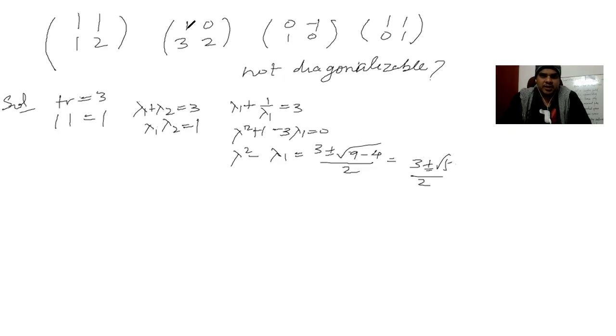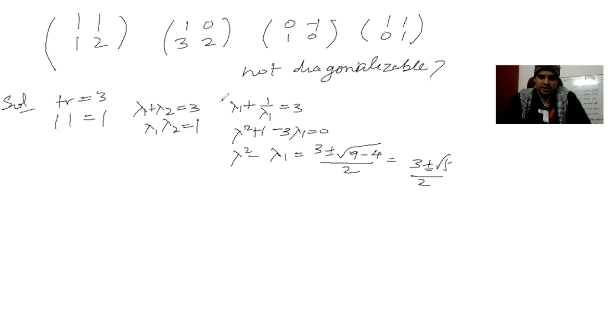In the second case, we have an upper triangular matrix, so definitely we have eigenvalues 1 and 2, and both are distinct, so it is diagonalizable as well. In the third case, we have trace 0 and determinant 1, so we have two eigenvalues, plus 1 and minus 1. Distinct eigenvalues, so definitely diagonalizable.